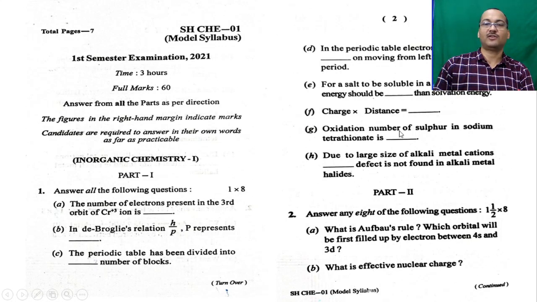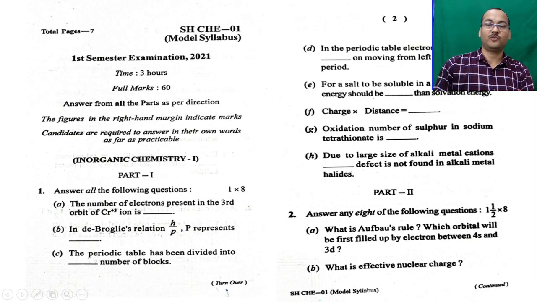The next question, oxidation number of sulfur in sodium tetrathionate is what? So you need to find out the oxidation state of sulfur here. And due to large size of alkali metal cations, which effect is not found in alkali metal halides? So you need to answer all these questions.